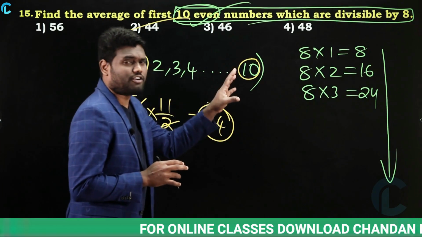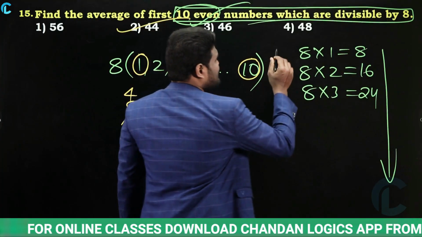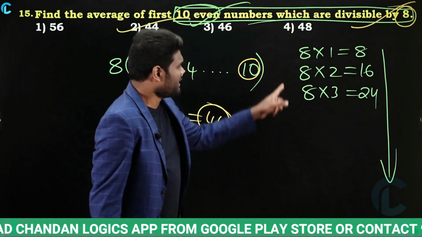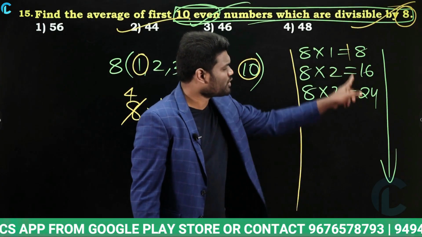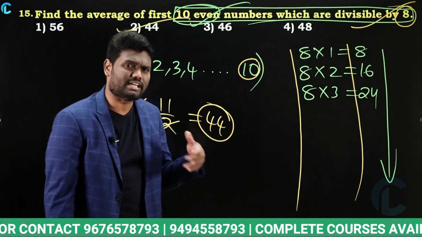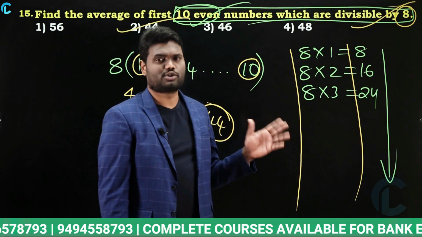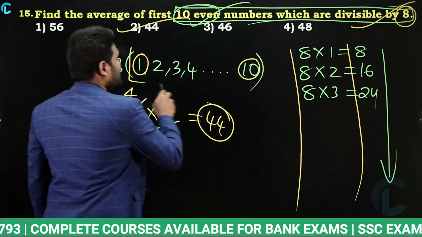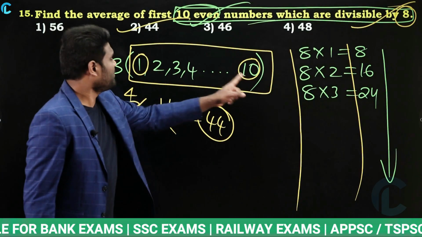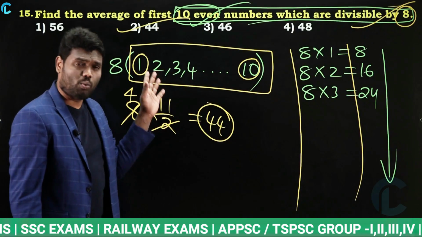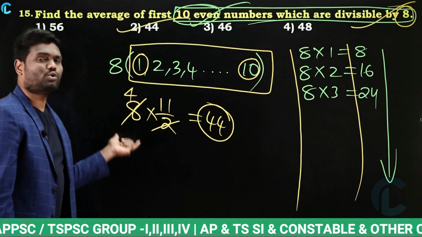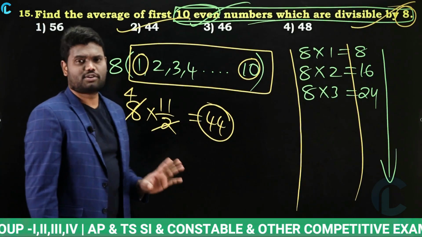But in this question you have to be careful. Why? Because as it is divisible by 8 and they are even numbers, in the 8 table all the numbers are going to be even numbers. 8 one time, 8 two times, 8 three times, 8 four times, 8 five times, all of them are even numbers. So I will calculate the average for the first 10 numbers. First 10 numbers average means 10 plus 1 by 2. Why? Because highest number plus lowest number by 2. 11 by 2 into 8. So the average is 44.